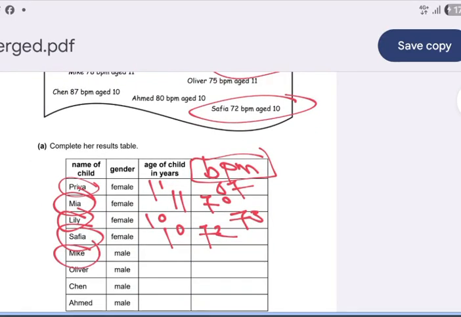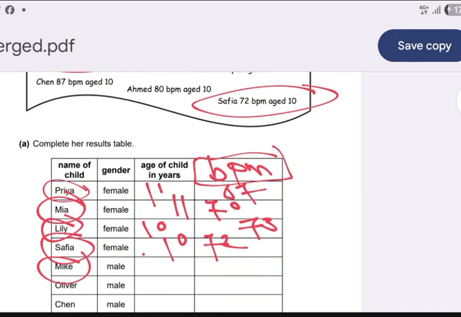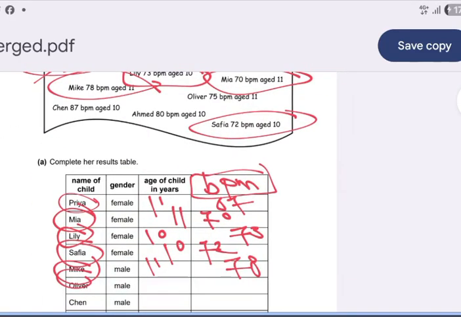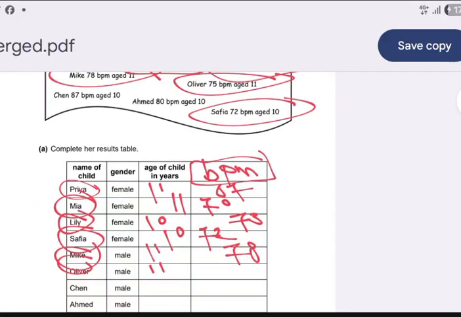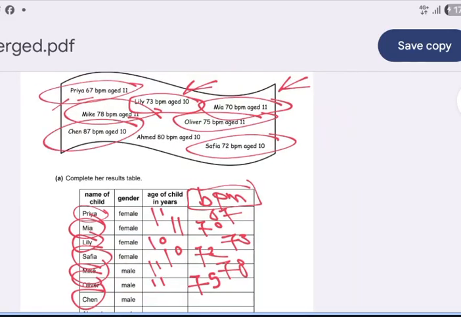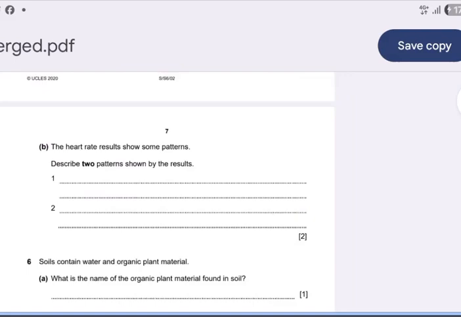Now search for Mike. How many years? 11. And how many heartbeats? 78. Now search for Oliver: 11 and 75. Now search for Chen: 10 and 87. Now search for Ahmed: 10 years old, and 80 for the heartbeats. It's very easy; it's about reading. But after this, of course, he is going to ask you another question according to the results you wrote in the table.